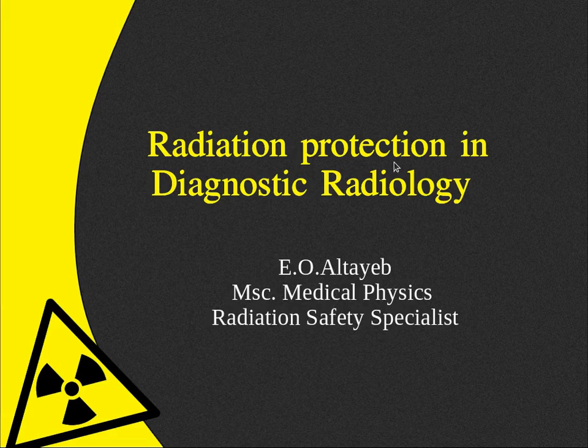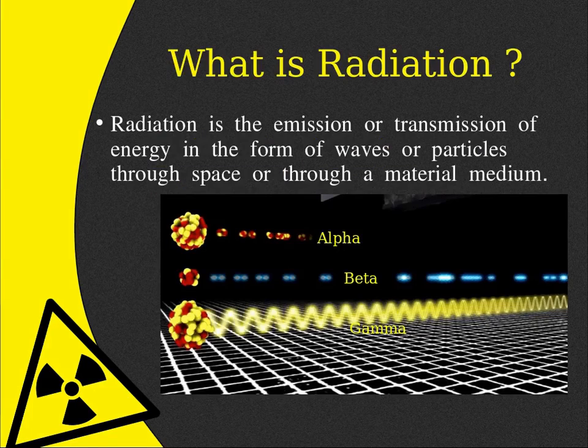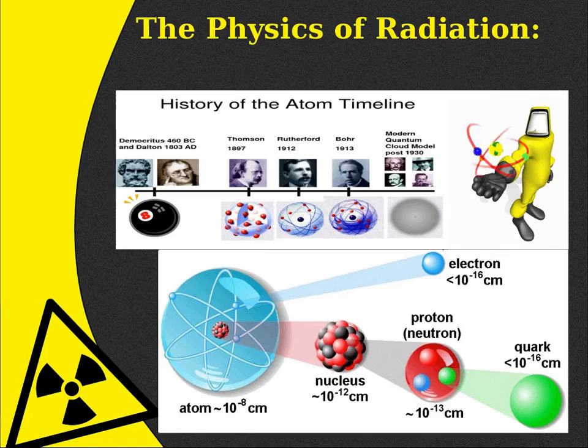Today, we're going to share with you the radiation protection in diagnostic radiology. We will start with the definition of radiation. Radiation is a kind of energy transmitted or emitted in space in the form of waves or particles, like gamma and X-ray are the wave part of it, and beta and alpha are the particle radiation.